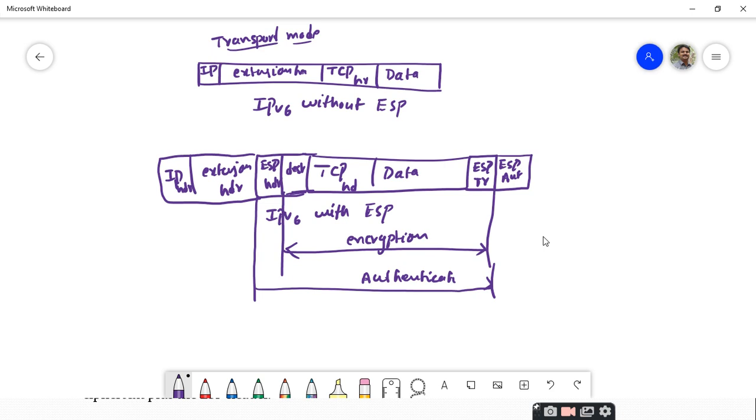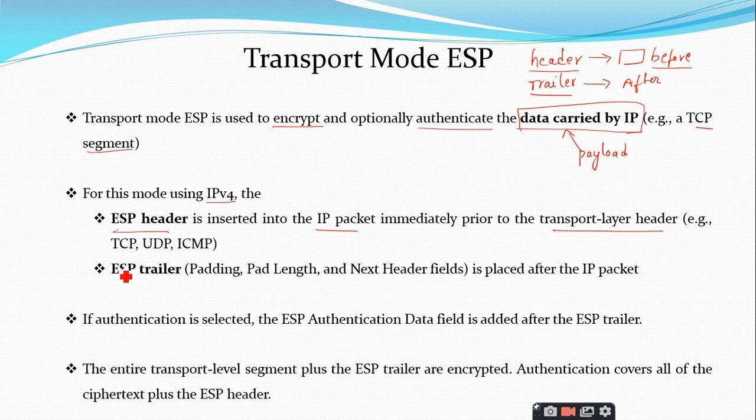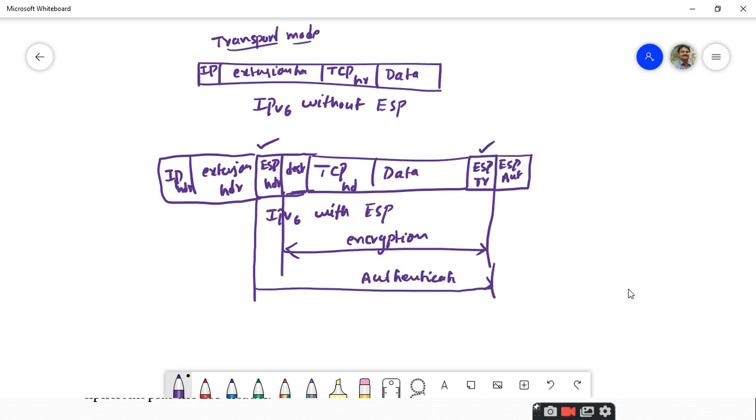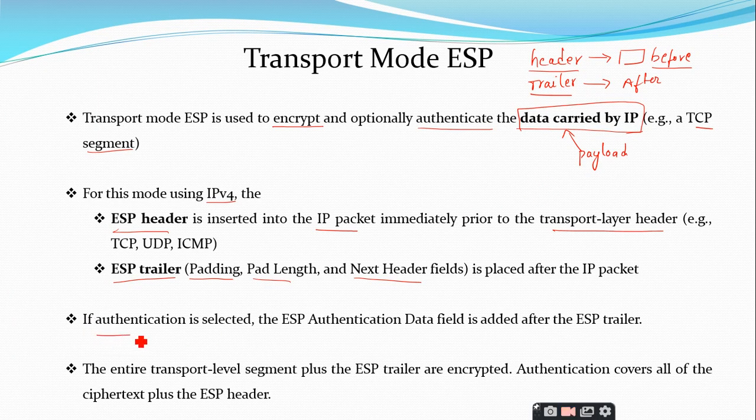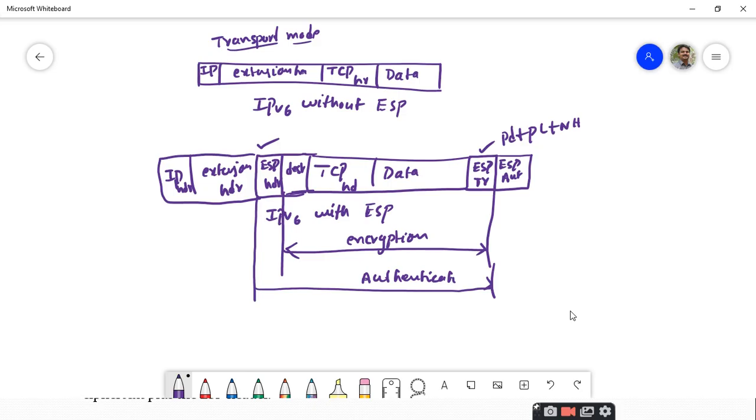So, this is what we have seen here. Before the TCP header, you add the ESP header. And the ESP trailer, I showed what the ESP trailer is. It is padding, pad length, and the next header fields, placed after the IP packet. So, the ESP trailer, which is nothing but padding plus pad length plus next header, is going to be added at the end of the data. And if authentication is selected, the ESP authentication data field is added after the ESP trailer. So, if I select authentication also, the ESP authentication data is going to be added after this ESP trailer.